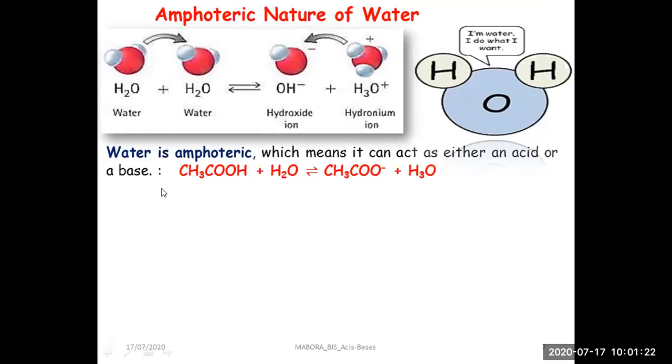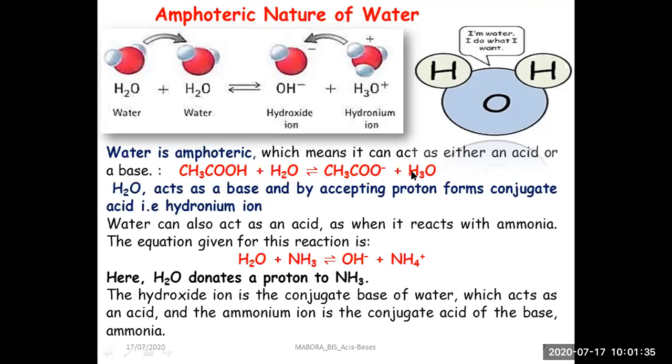So let us take this example where acetic acid reacts with water to produce the CH3COO minus ion and H3O plus. There should be a positive charge over here. So the hydronium ion is formed, and you'll find that water has accepted a proton to get converted into hydronium ion. That means water is acting as a base.